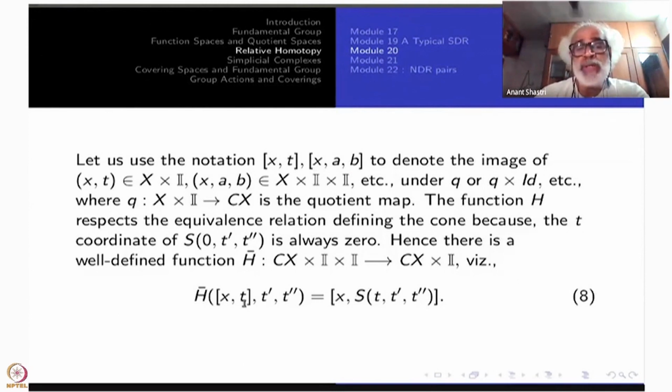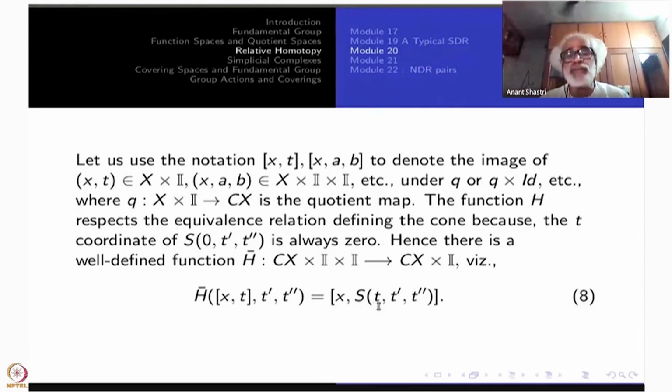Because when t is 0, there will be different x's here. But when t is 0, look at the x comma some number, right? But that is also 0. Therefore, this is a well-defined function in Cx cross I. So there are two coordinates here, right? S of t, t prime, t double prime may look like some alpha comma beta, where alpha and beta are elements of I cross I. When t is 0, alpha will always be 0. Therefore, this is a well-defined function, is what I wanted to say.